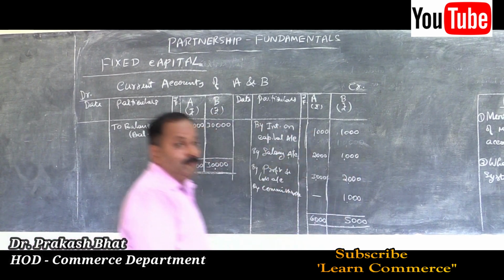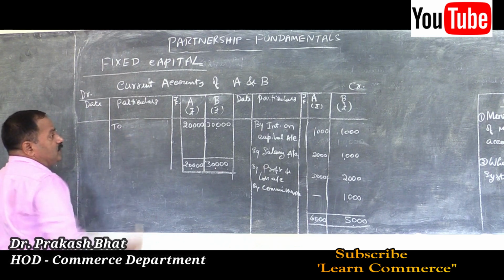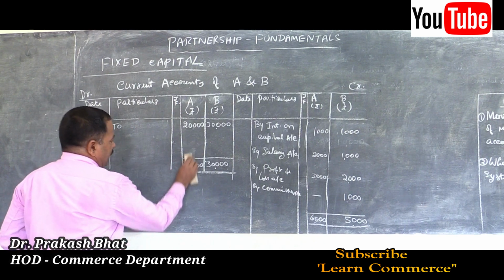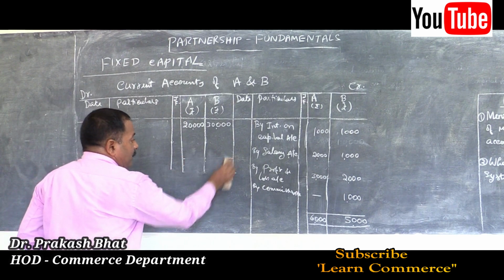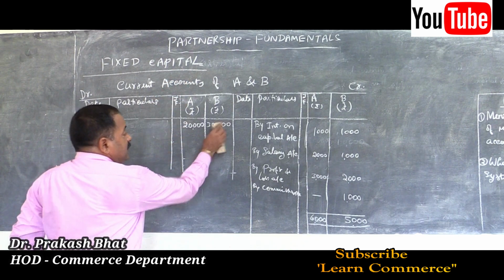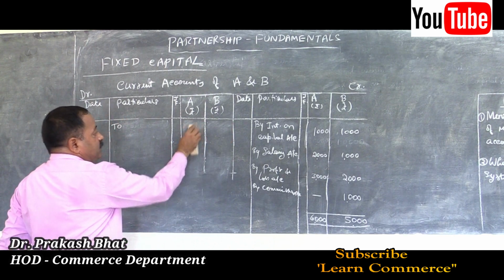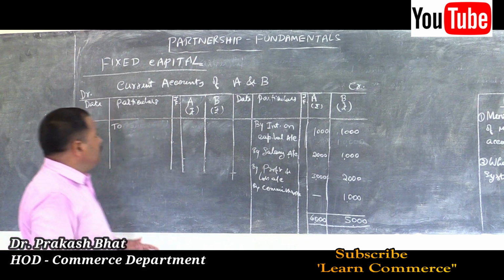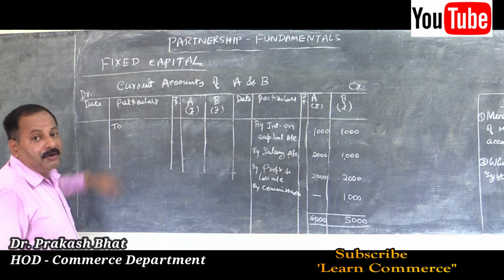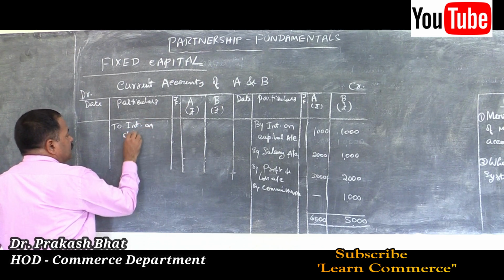Only one item will appear on the debit side, that is interest on drawings. Interest on drawings is the amount payable by the partner to the firm. So for a partner, as this is the partner's current account, it is the amount payable by him to the firm. So it is an expense to the partner. So the entry will be: partner's current account debit to interest on drawings account.